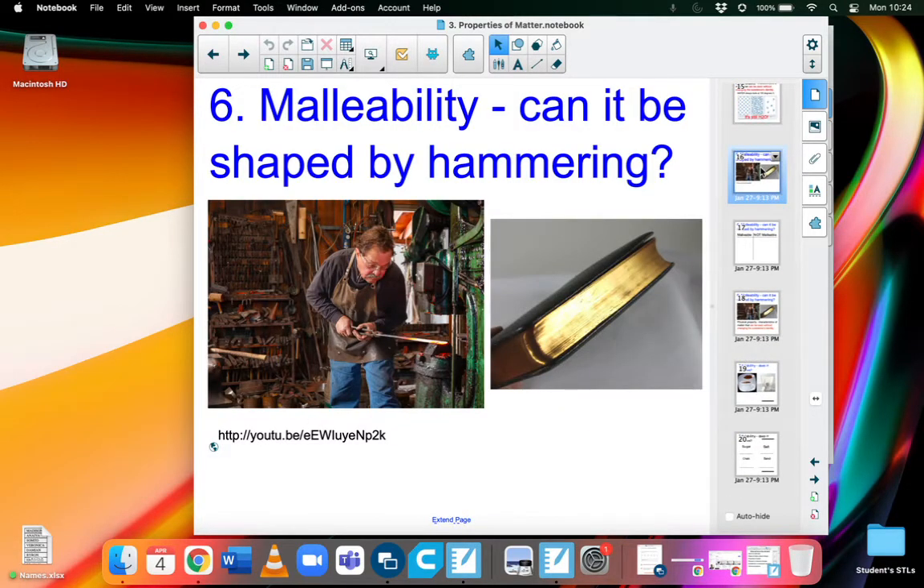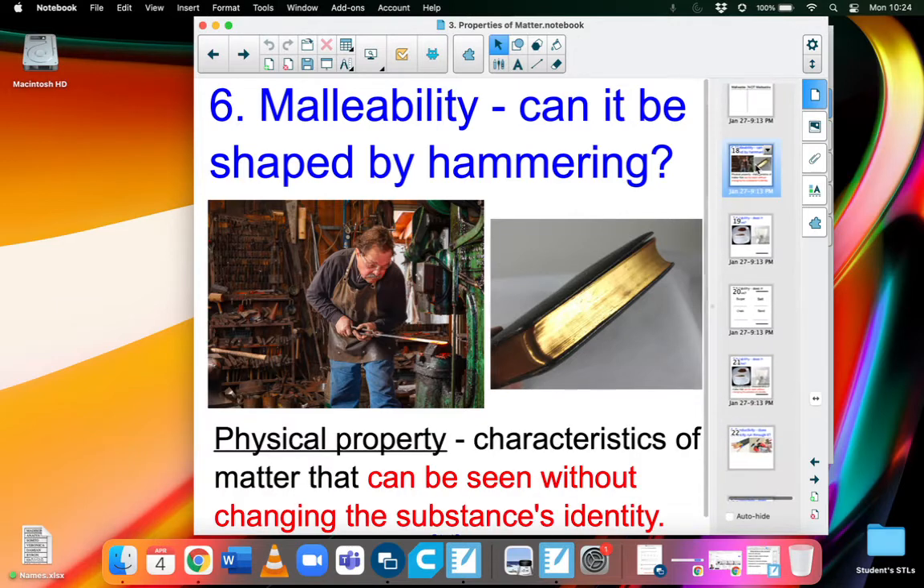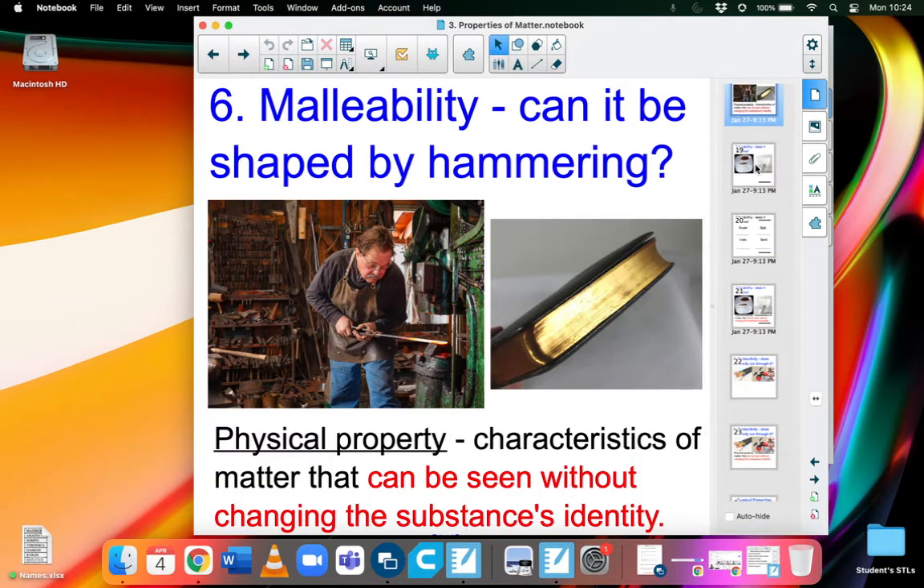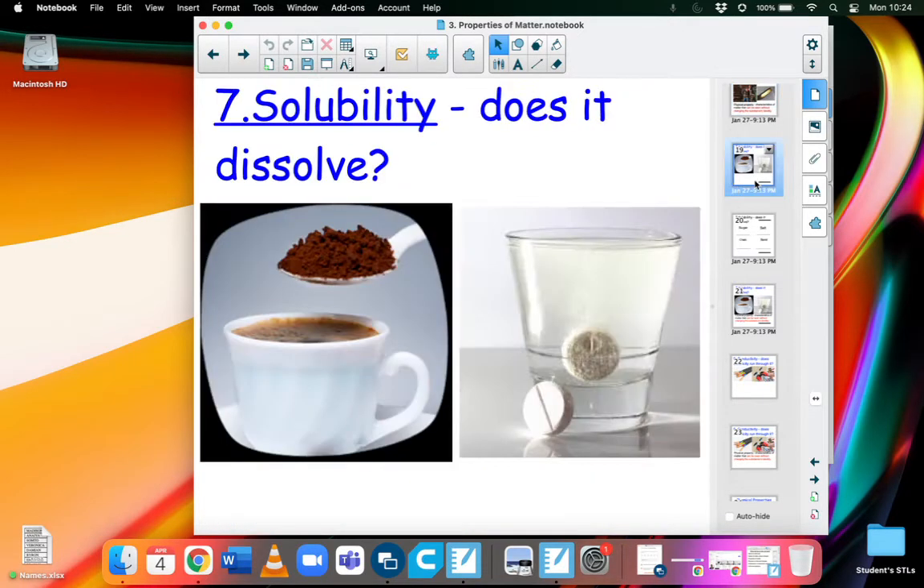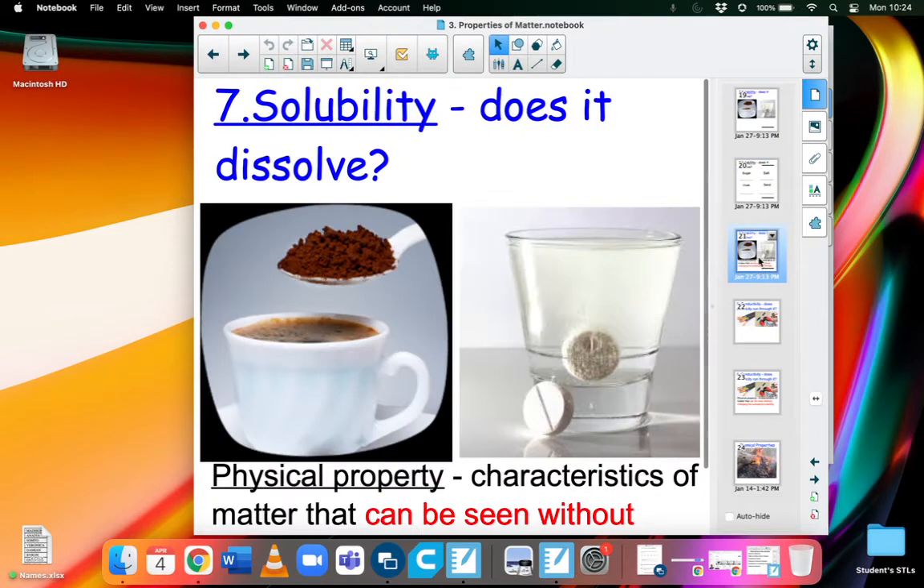Malleability: can it be shaped by hammering? That's another physical property of matter. Some things are malleable, like gold, like some metals, and some things are not malleable, like bone or like wood. It's not really malleable. And did we have to change the identity of the substance to see if it was malleable or not? No, you just changed it into a different shape, but it's still metal. It's still gold. Okay, solubility, that's another physical property of matter, whether things dissolve or not.